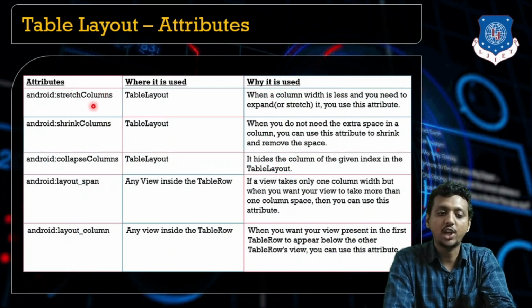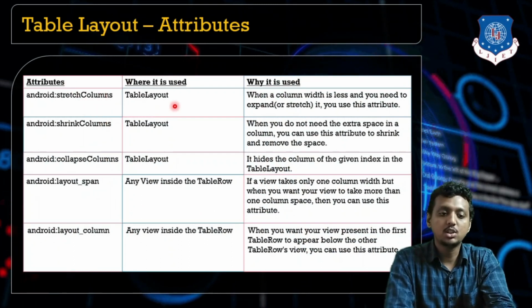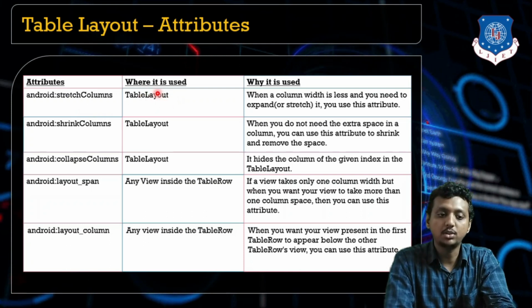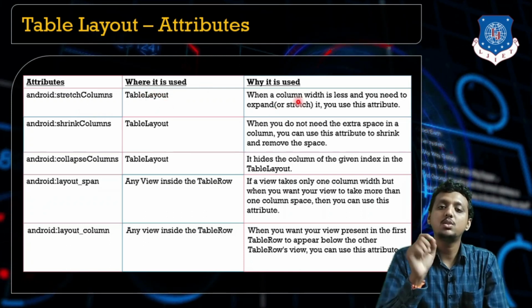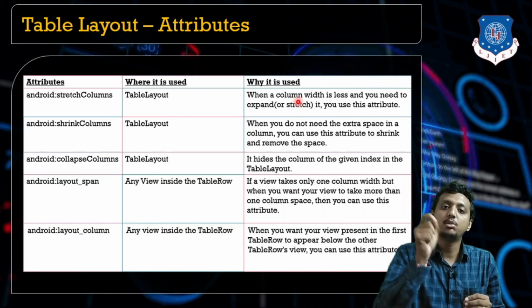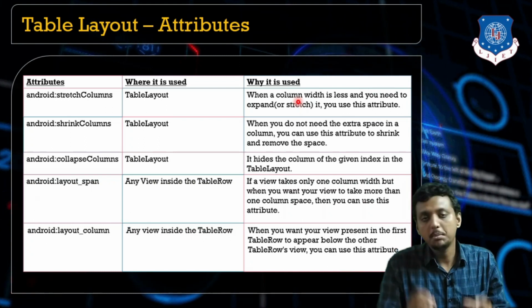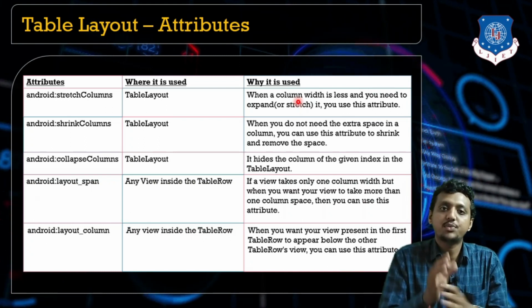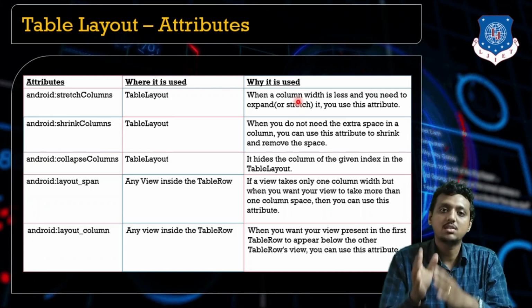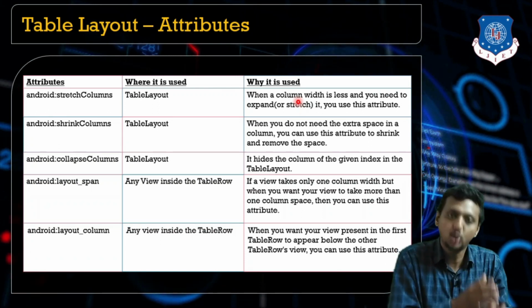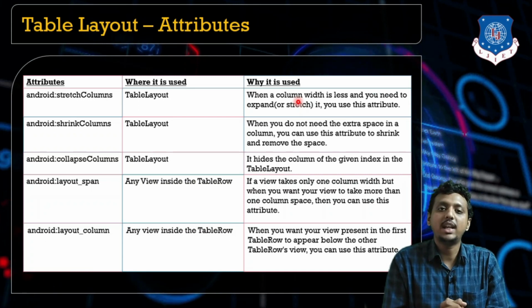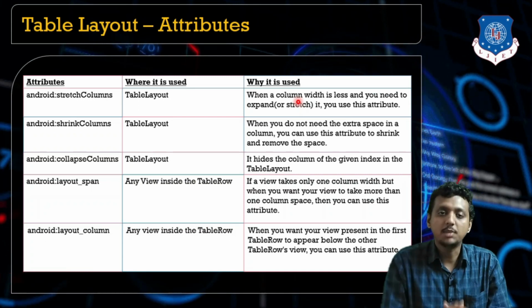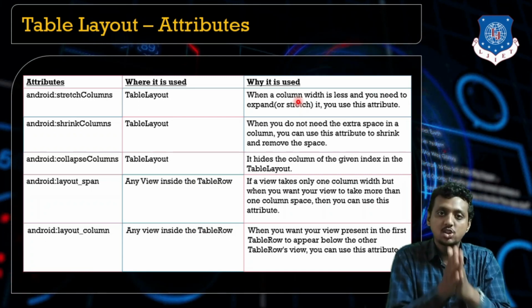Number one is the stretch column. Stretch column is applied to the table layout. You just need to specify which column number you want to stretch. Remember, in the table layout, the column number starts from 0. So the first column is known as 0, the next will be 1, the next will be 2. So if you want to specify stretch columns 0, that means the first column of the table is stretched.